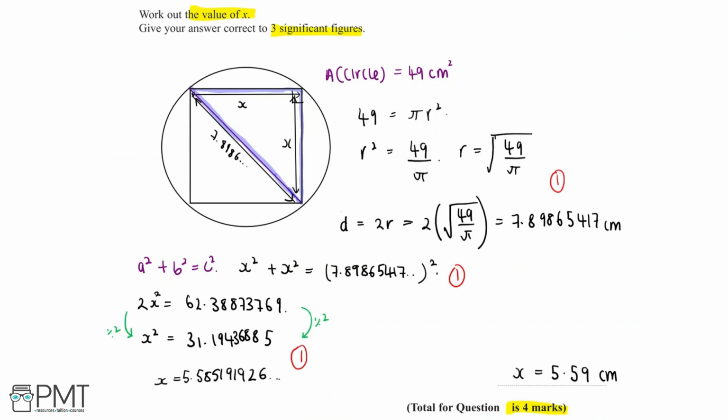And that fourth and final mark is for square rooting to find the value of x and rounding this answer correctly to three significant figures, and so we found that x is equal to 5.59 centimeters, allowing us to get the full marks needed for this question.